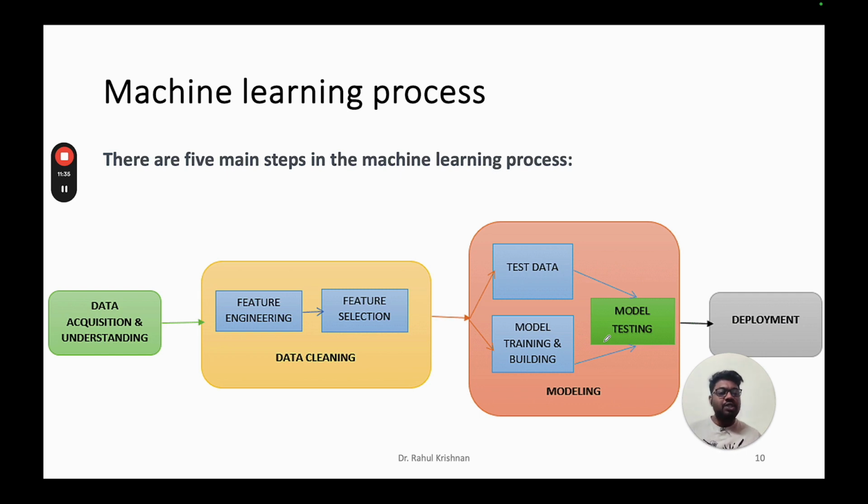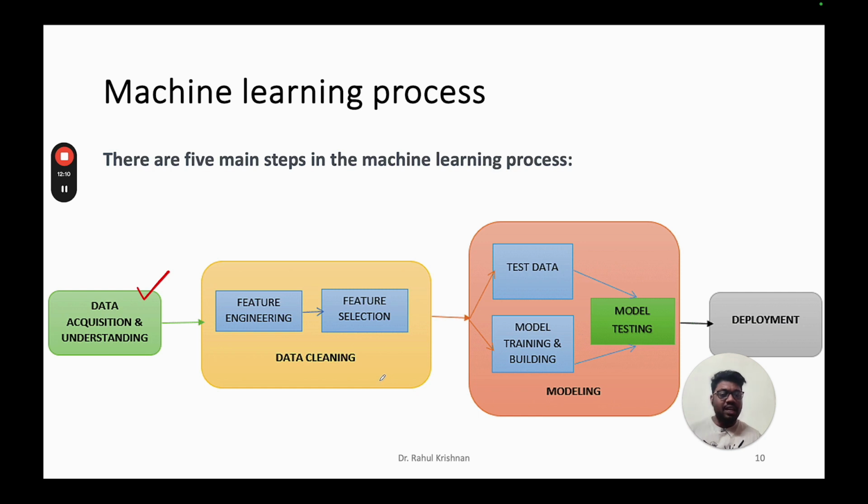Okay, so now that we know the definition of machine learning, we are getting into the machine learning process. What is basically the machine learning process? There are 5 major steps. As you can see in the picture, the first step in the machine learning process is data acquisition and understanding. Data is the fuel, so you need to gather the data and understand what the data is. That's the first step.